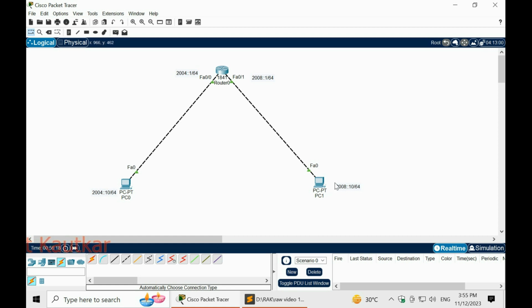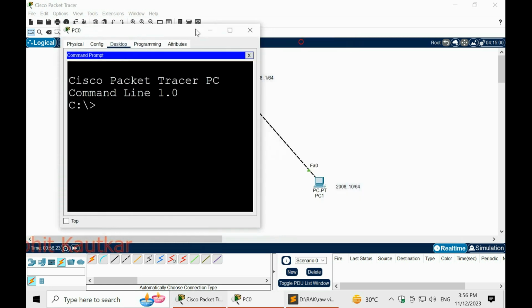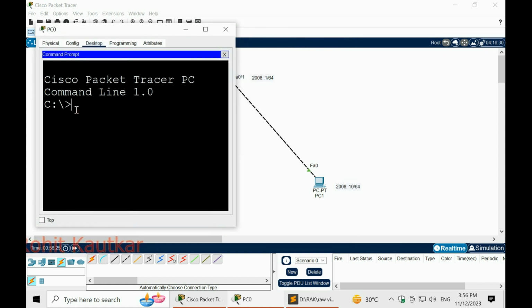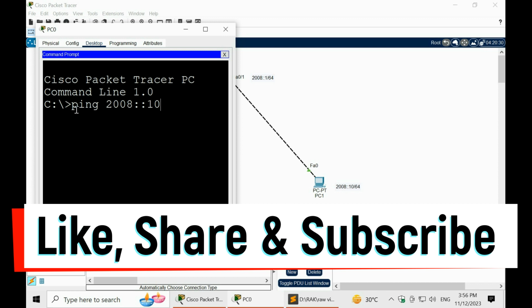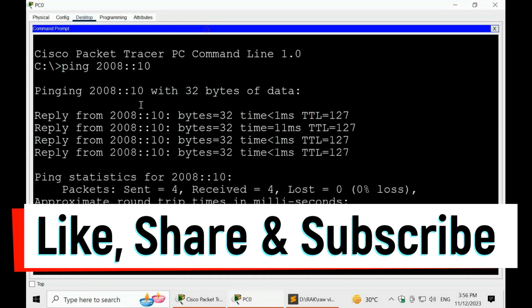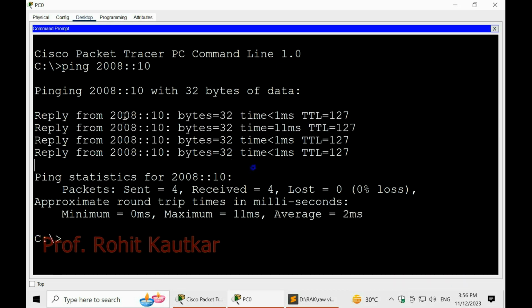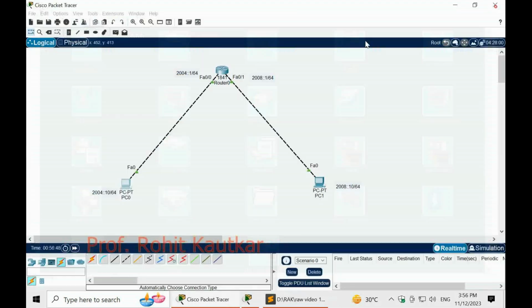So we will go to the command prompt of this machine, and here I am going to type ping and destination address, 2008:10, and try to hit enter. Now you observe here you are getting a reply from the destination machine. 4 packets we sent and 4 packets we have received. Same thing we can do from this machine as well.